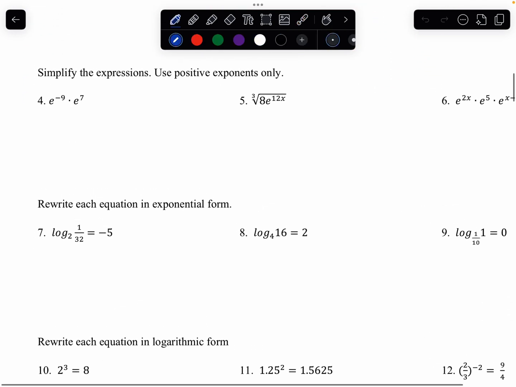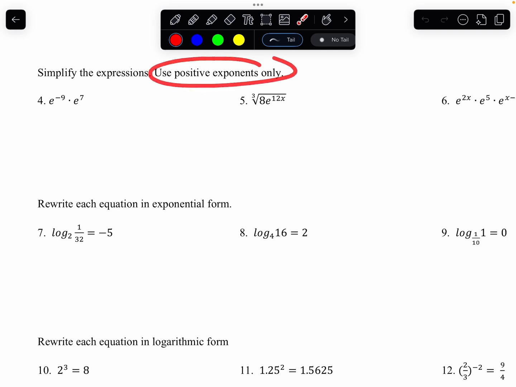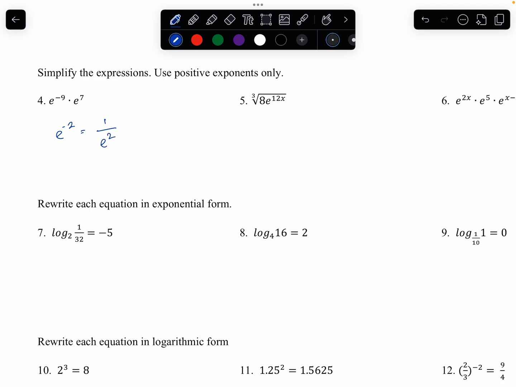So simplify the expression and use positive exponents only. Here we can add the exponents because they have the same base and we're multiplying. So negative 2 plus 7, that's going to be negative 2. But that does leave us with a negative exponent. So we're going to rewrite this as 1 over e squared.